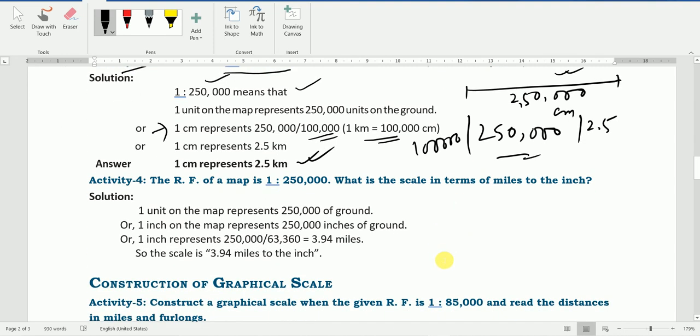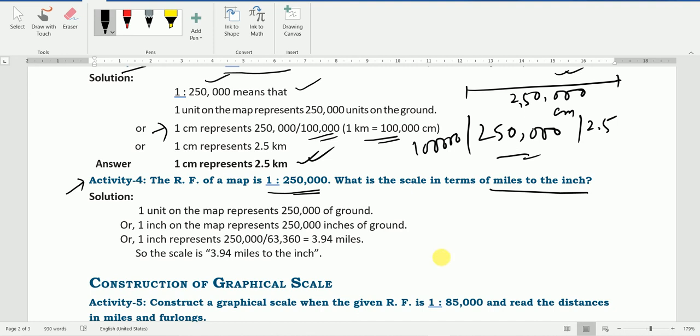And again, we have the last activity here. Activity 4: the RF of a map is 1 is to 250,000, and what is the scale in terms of miles to the inch? This is the British, or English, system. The first one was about the metric system, and here we have the same RF, but we have to express it in the British system.